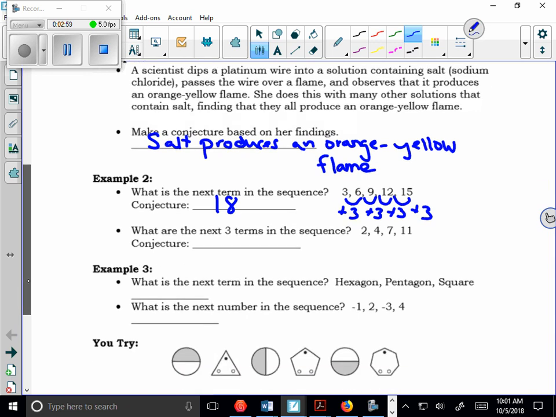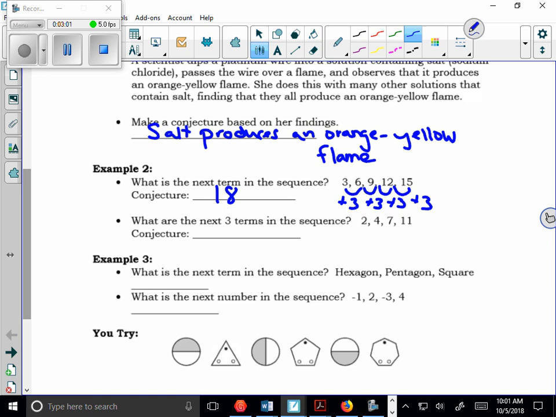When you look at these, I try to look at every possibility I have. If I take the first term, can I multiply it by something to get the second one? Can I multiply it by that same thing to get the next one? It's a process of elimination. So for the next one, what are the next 3 terms in the sequence? 2, 4, 7, 11. It's probably easiest to start with adding to see what's happening between them. If I go from 2 to 4, I'm adding 2. From 4 to 7, I add 3. From 7 to 11, I add 4.